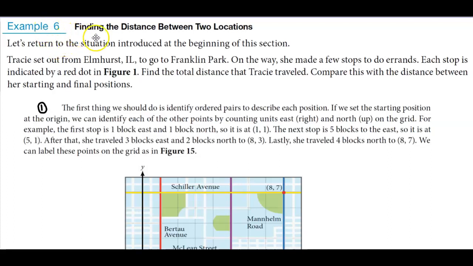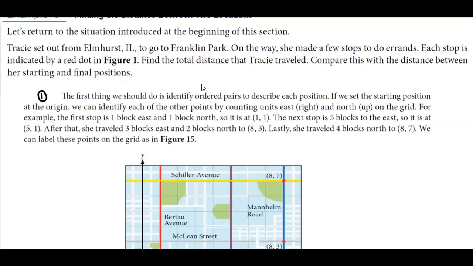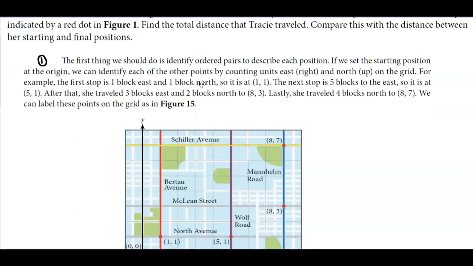Okay, now for example 6, we're finding the distance between two locations. Let's return to this situation introduced at the beginning of the section. Tracy set out from Elmhurst, Illinois, to go to Franklin Park. On the way, she made a few stops to do errands. Each stop is indicated by a red dot in Figure 1. We want to find the total distance that Tracy traveled. Compare this with the distance between her starting and final positions.